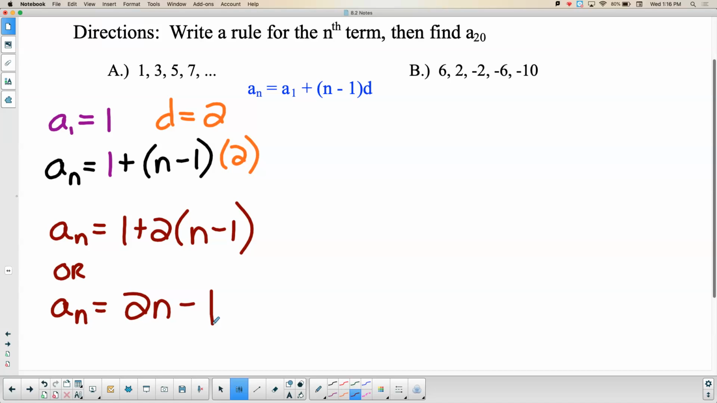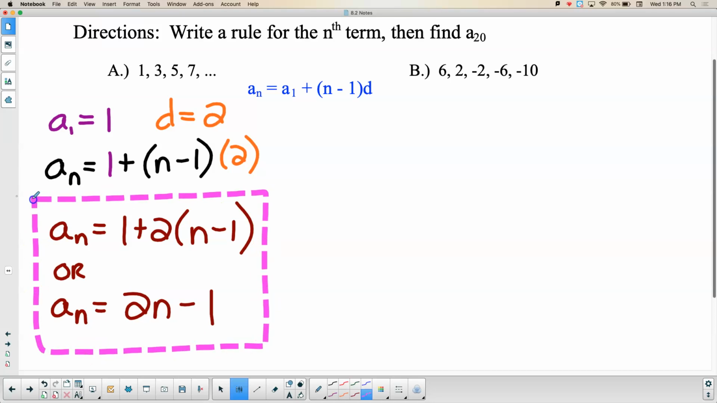How did I go from the ugly stepsister to the princess? How did I go from this line to that line? Distributed the 2 and combined like terms, right? Okay, yep, that's exactly what you do. Sometimes it's easier to use one than the other, okay? But you got them both.